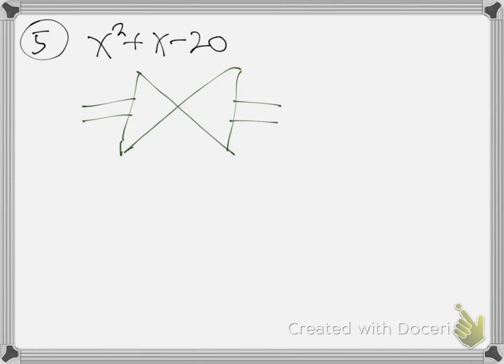I'm going to say, okay. So what multiplies to be negative 20? What multiplies to be negative 20? What adds to be positive 1? So what multiplies to be negative 20 adds to be positive 1. What times what is 20? 4 and 5. Oh, I forgot to put the x and the x over there.